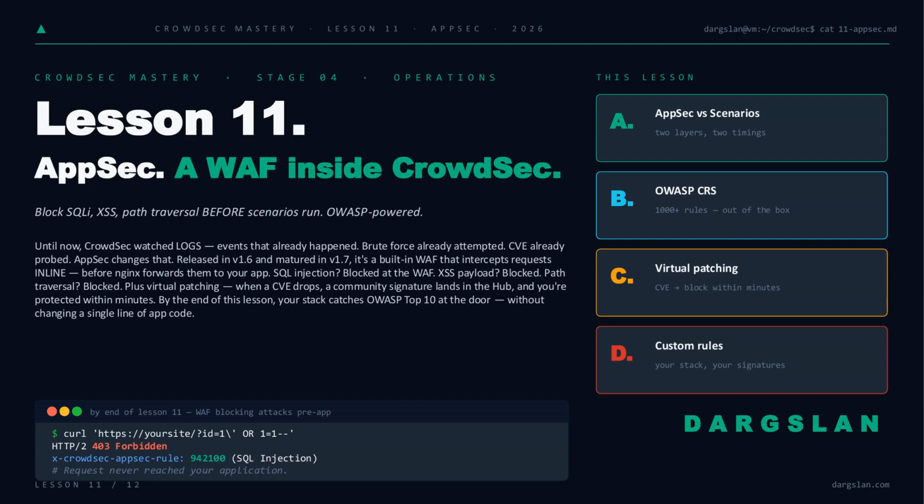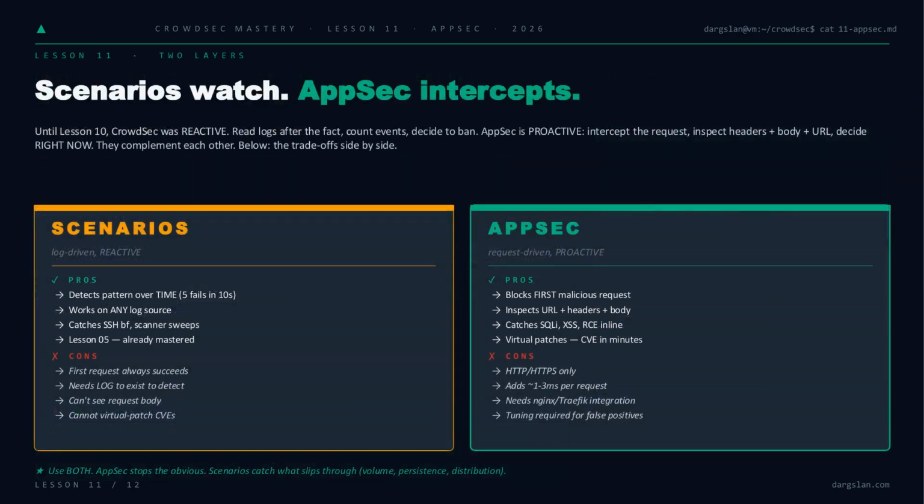Add OWASP Core Ruleset, virtual patching for fresh CVEs, and your own custom signatures, and by the end of this lesson, your stack blocks OWASP top 10 at the door, without touching a single line of application code. So let's lay these two layers side by side.